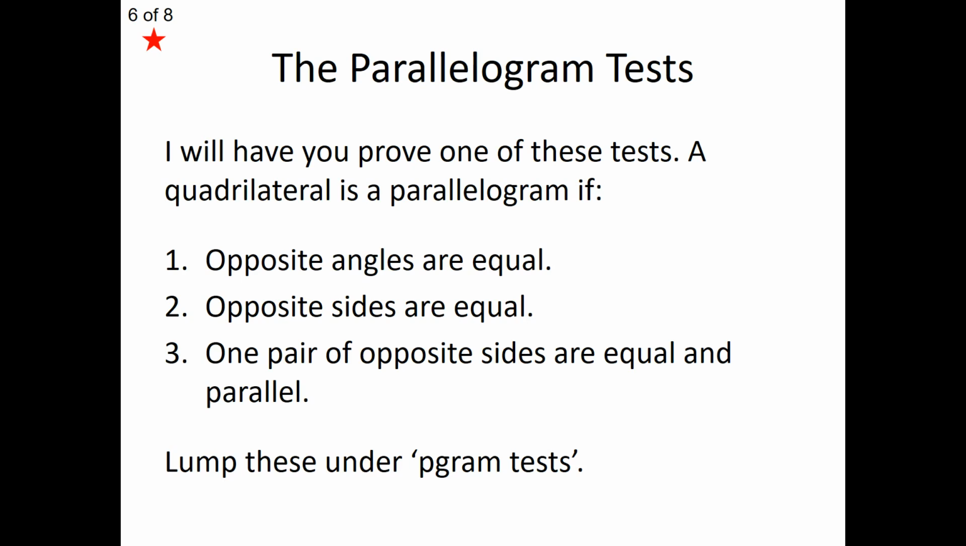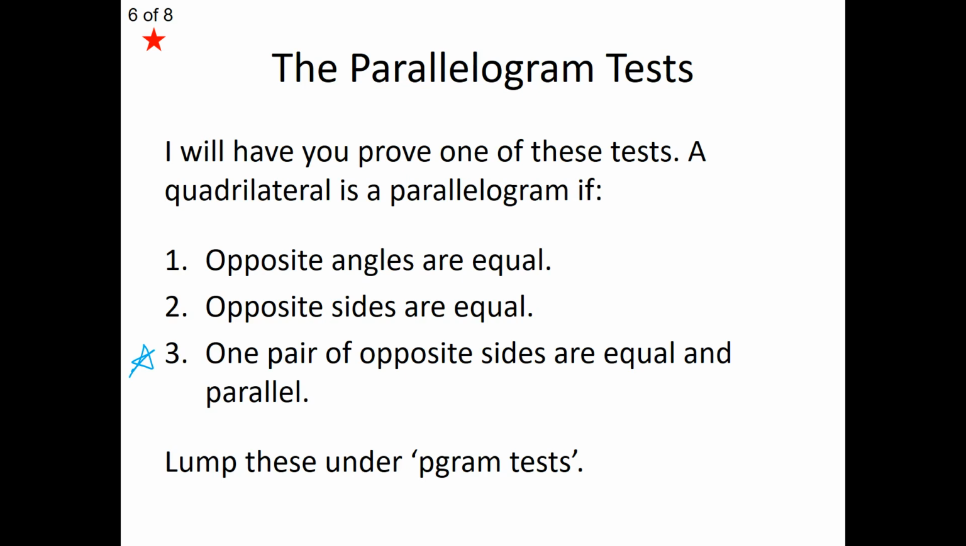Let's say we're given a quadrilateral with opposite angles that are equal. It's then provable that it's a parallelogram. Let's say we're given a quadrilateral such that opposite sides are equal. It's again provable that it's a parallelogram. Now the last one is an interesting one. If we're given a quadrilateral with one pair of opposite sides that are equal and parallel, it is provable that it is a parallelogram. And I'm going to ask you to prove that one on the homework assignment.